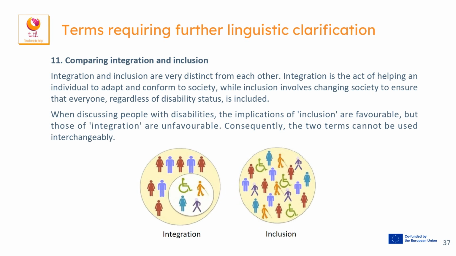11. Comparing integration and inclusion. Integration and inclusion are very distinct from each other. Integration is the act of helping an individual to adapt and conform to society, while inclusion involves changing society to ensure that everyone, regardless of disability status, is included. When discussing people with disabilities, the implications of inclusion are favorable, but those of integration are unfavorable. Consequently, the two terms cannot be used interchangeably.